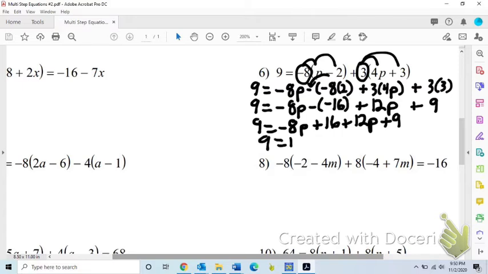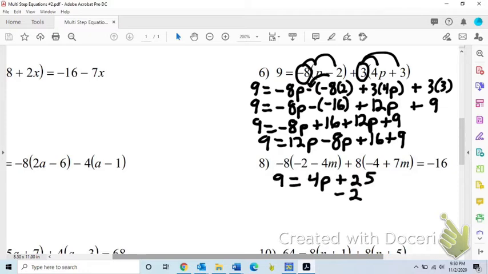What I like to do is rewrite the mathematical sentence, rewrite the equation with all the like terms together. So I have 12p minus 8p plus 16 plus 9. So now when I rewrite it again, it makes combining like terms easier.